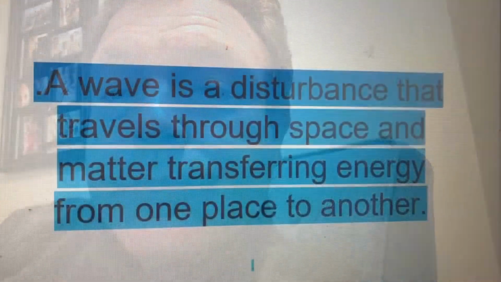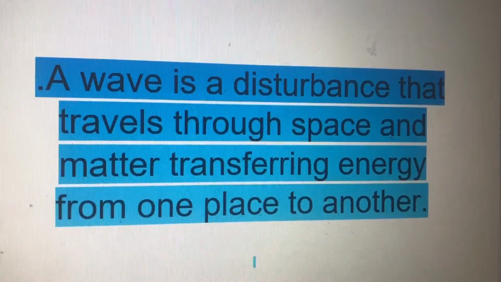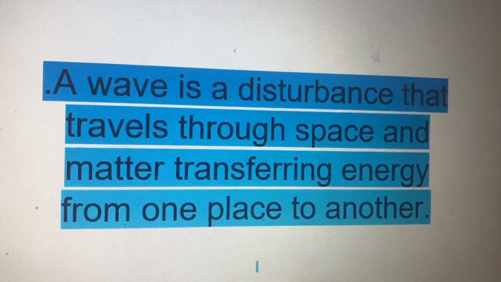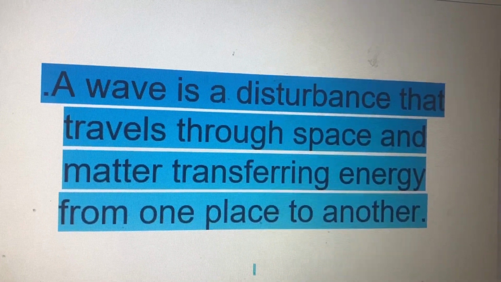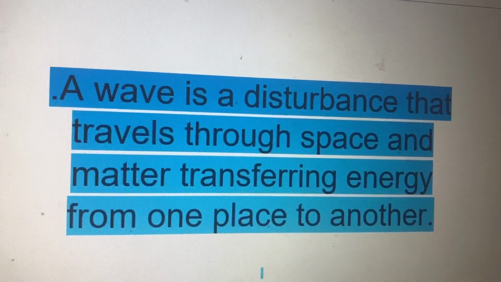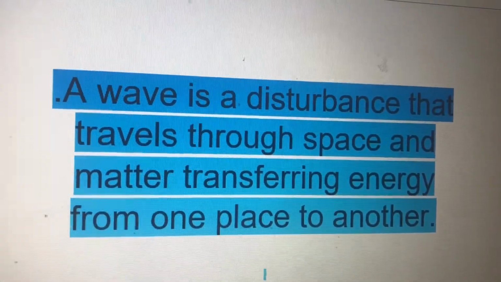So, now we're going to look at the definition of a wave. What is a wave? All right? Let's look at that definition. And now you will see why understanding disturbance was very important. So a wave is a disturbance that travels through space and matter, transferring energy from one place to another. So it is a disturbance.